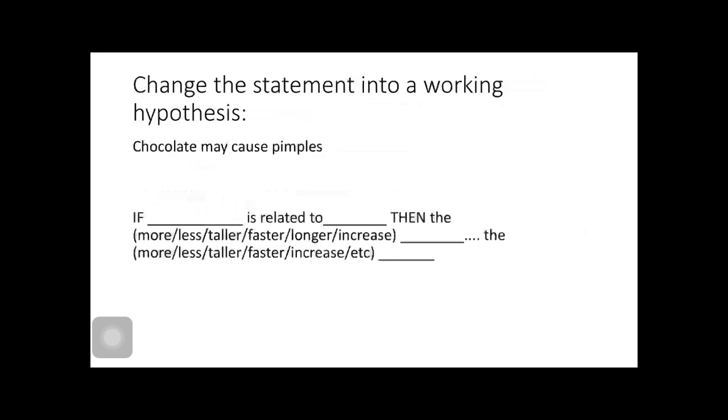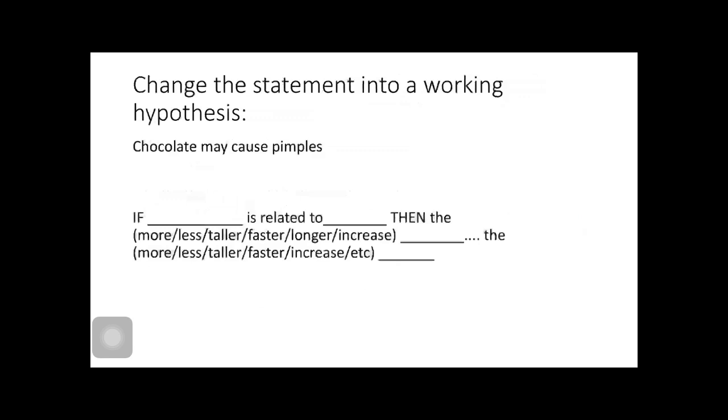Now that I have that hypothesis, it helps me to design my experiment. Because I said the more chocolate, then I know I'm going to have groups that have increasing amounts of chocolate. So whenever I set up this experiment, I want to have a control group. That is a group that doesn't get anything or gets a placebo. And then the other groups, the experimental groups, are going to get increasingly more chocolate.